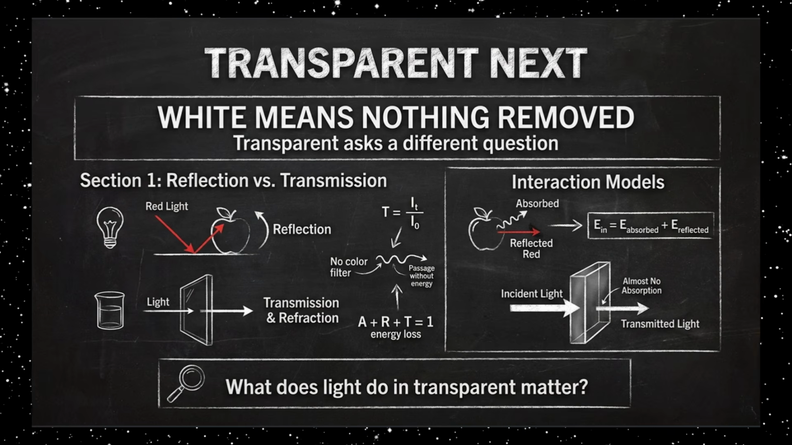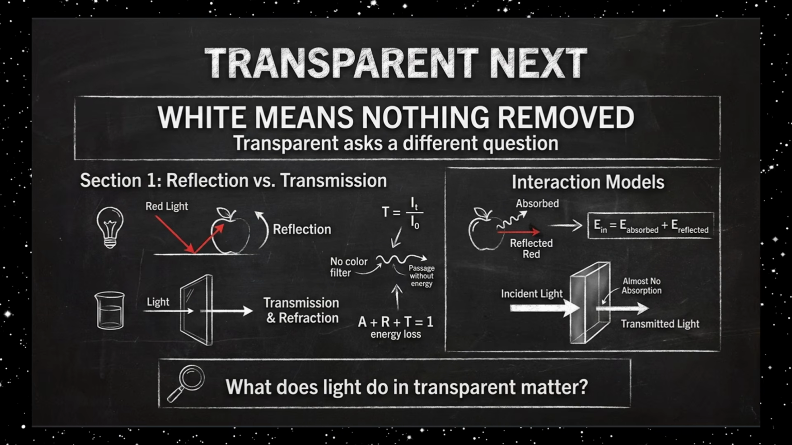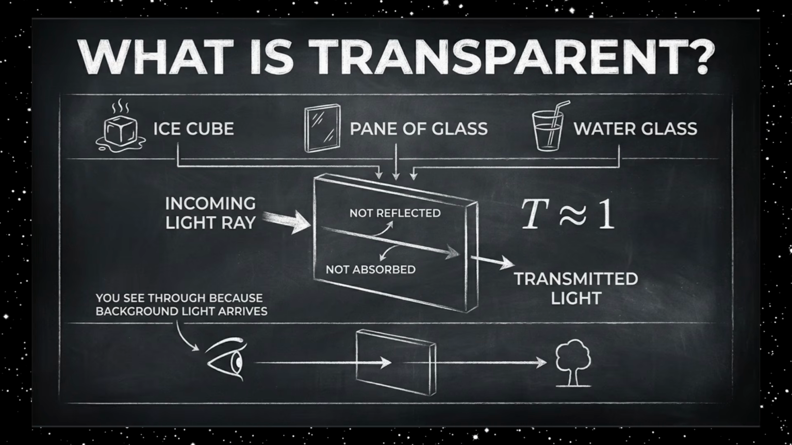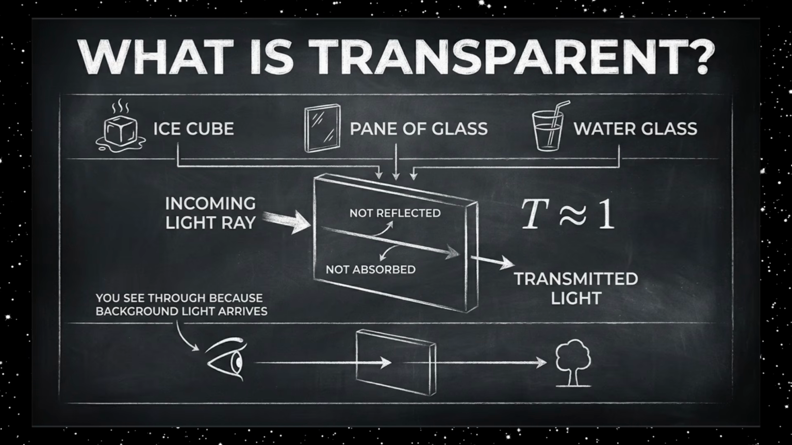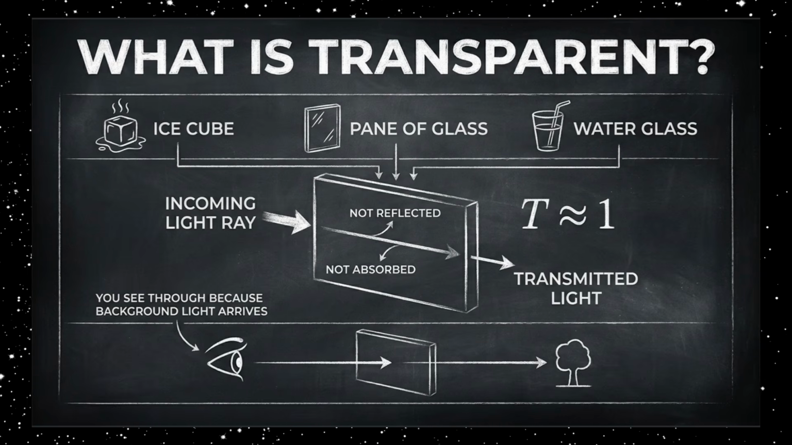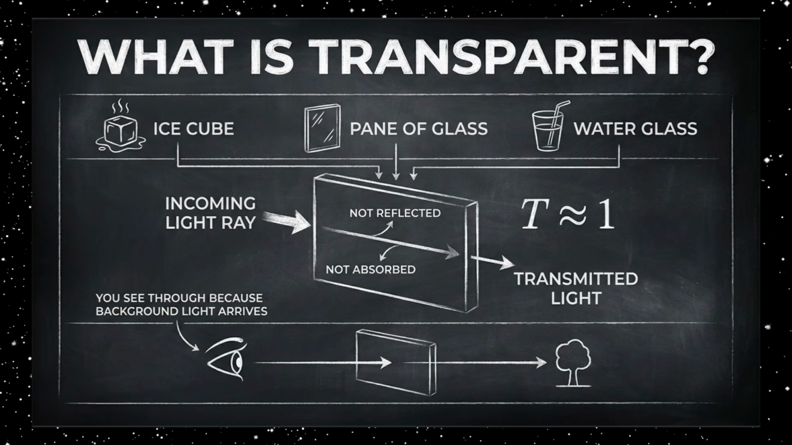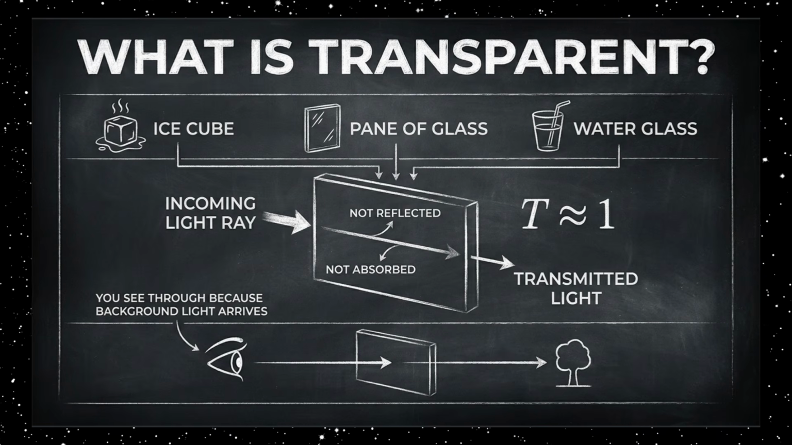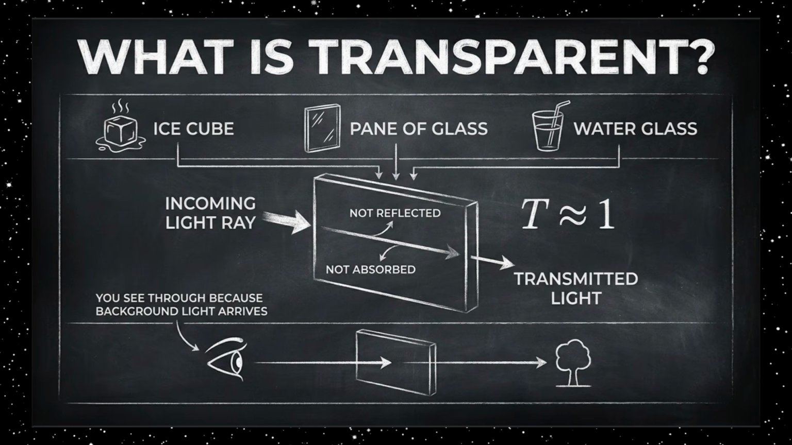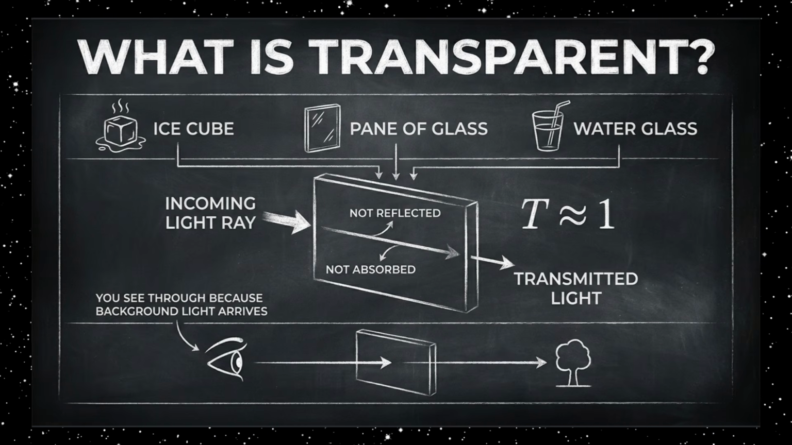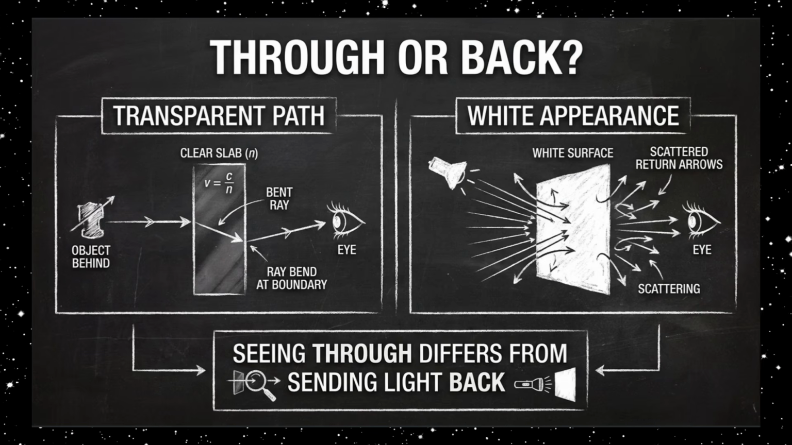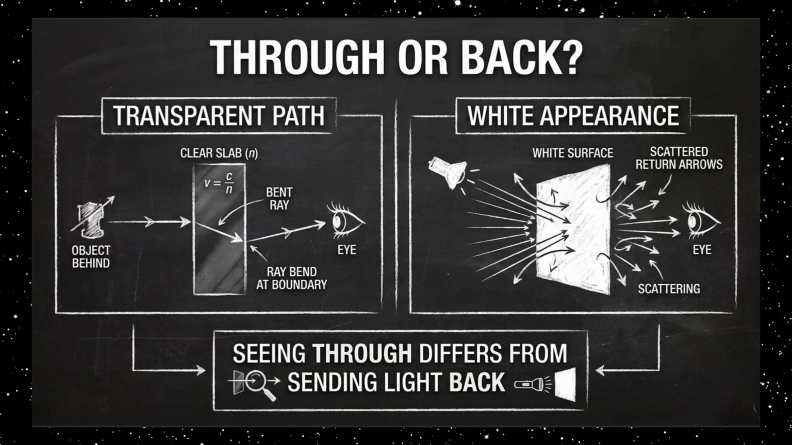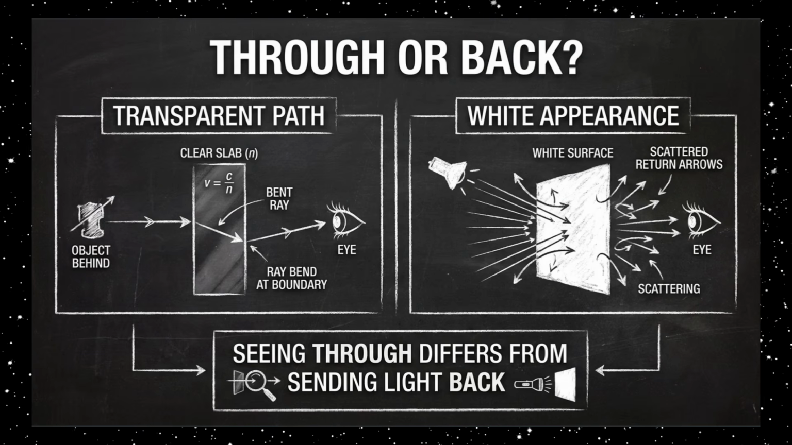Now flip it around and ask, what does it mean for something to be transparent? An ice cube, a pane of glass, a glass of water. What is the deal there? Transparent means the light goes through. It does not bounce back. It does not get absorbed. It just passes from one side of the object to the other, comes out a little bent, maybe a little slowed down, but otherwise unchanged. Your eye catches the light from whatever is on the other side, and so you see through.